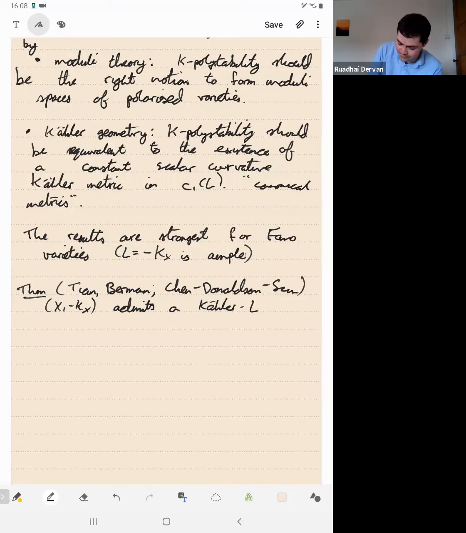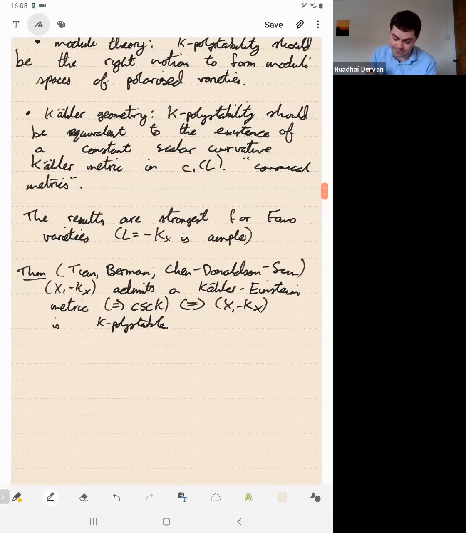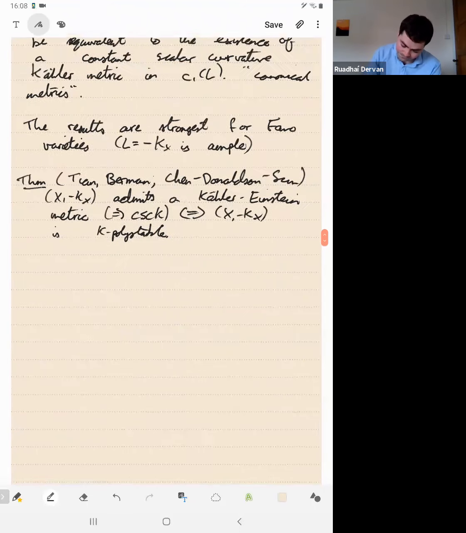Now I'll get into the definition of all of these things later in the talk, but for the moment, this is essentially supposed to be motivation. So a Fano manifold admits a Kähler-Einstein metric, which in particular is cscK, if and only if (X, -K_X) satisfies this purely algebro-geometric condition of K-stability. So Tian showed in the late 90s that if the Fano manifold had discrete automorphism group, then the existence of a Kähler-Einstein metric implied K-stability. Berman generalized that to arbitrary Fano manifolds, and then Chen, Donaldson, Sun proved the converse, which is in many ways more difficult, namely K-polystability implies the existence of a Kähler-Einstein metric.